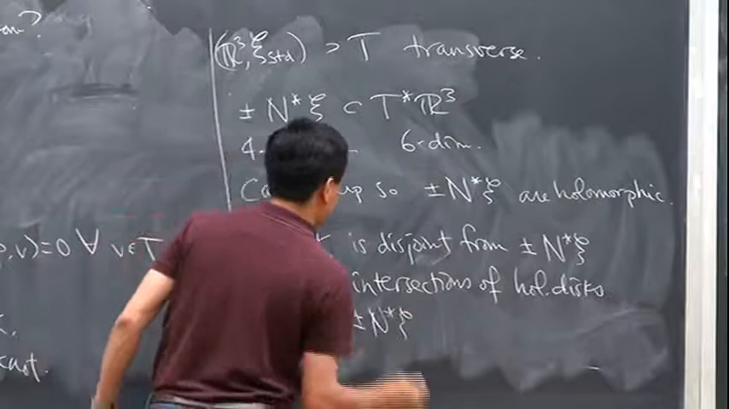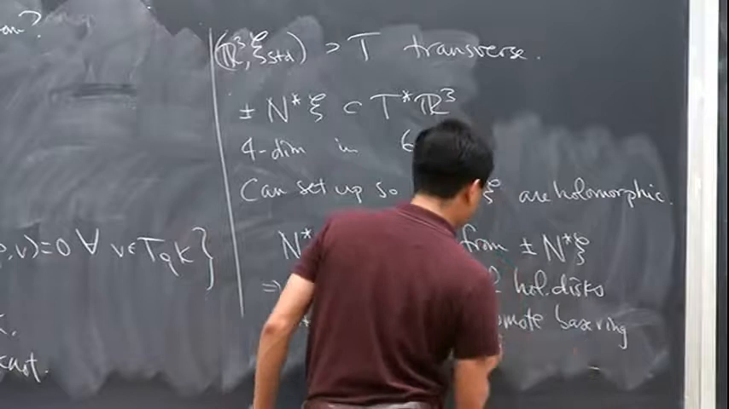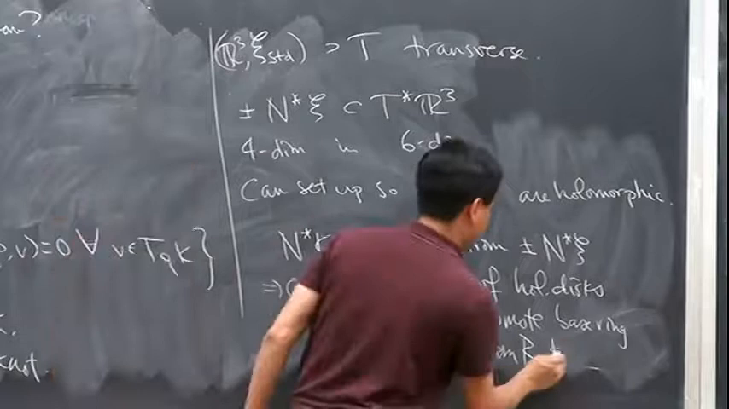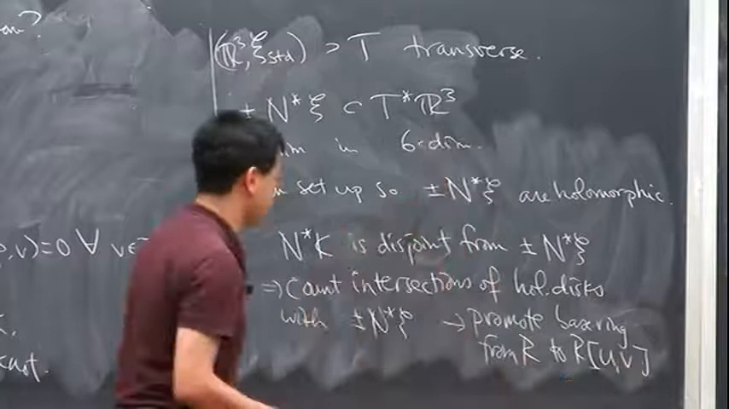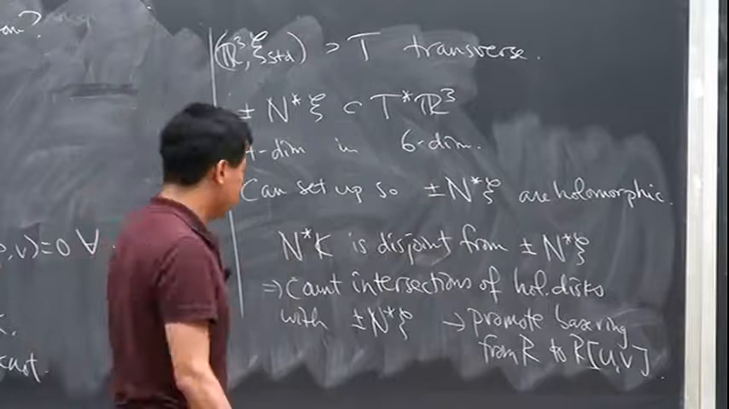So somehow you promote the base ring from R, which for some reason is what it was in contact homology, to R brackets UV by counting these intersections. And the point is that you don't need the inverses of U and V because all of the intersections are positive, because everything inside is holomorphic. The disjoint condition is because they're transverse.